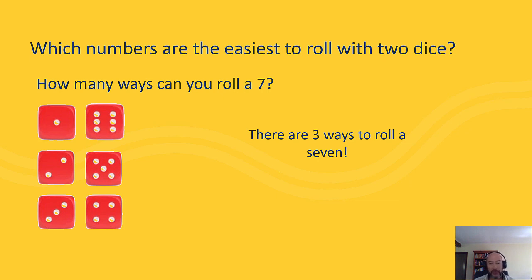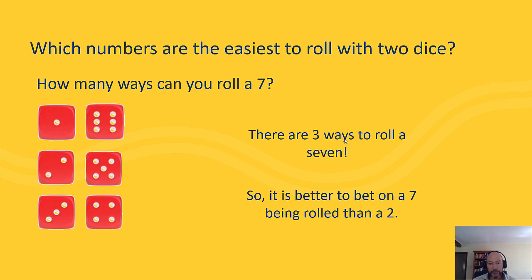And then you might do that activity with a 12. What are the ways you can roll a 12? And that would be a 6 and a 6, so it's just 1. And so on with all the other numbers that you're working through. And by now those learners should be beginning to get the connections between what we're doing here. So it's better to bet on a 7 being rolled than a 2.